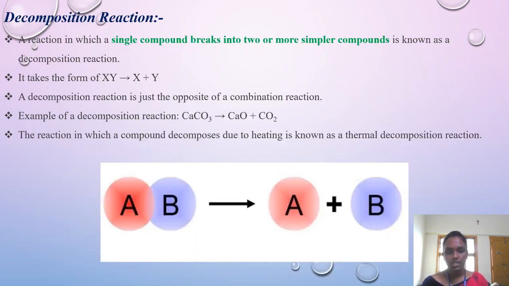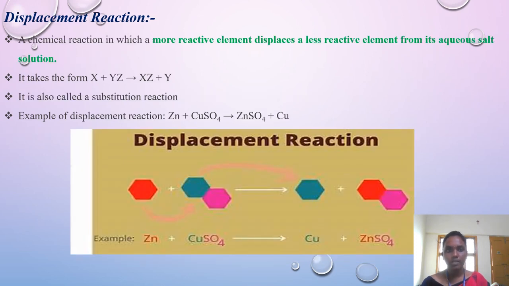And next, the decomposition reaction. A decomposition reaction is where a single compound breaks into two or more simpler compounds. That is, AB undergoes reaction and forms the products A plus B. Displacement reaction: a more reactive element displaces a less reactive element. For example, zinc reacts with copper sulfate to give zinc sulfate plus copper.